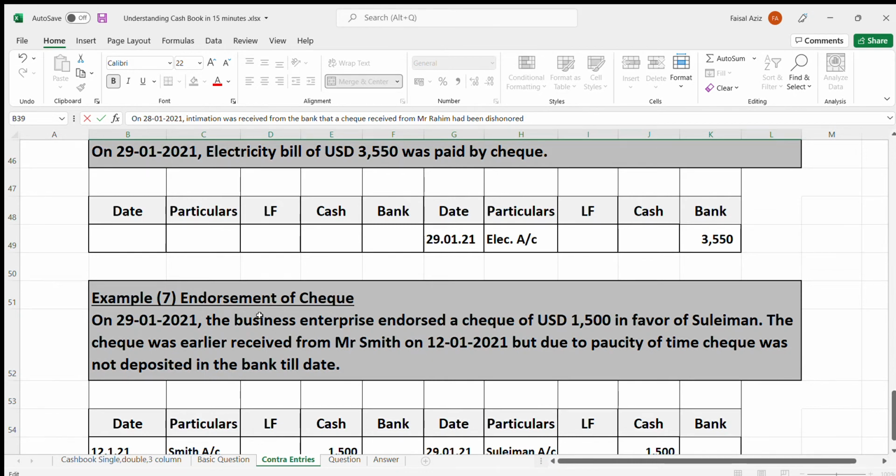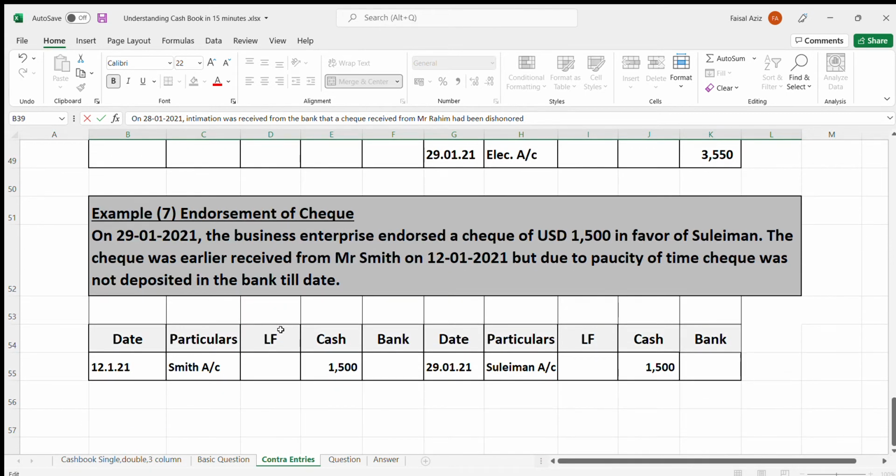The next example, endorsement of check. For example, if you receive an open check from someone, instead of encashing it yourself, you can put your signature and give this check to someone else. This process is called endorsement. You can see that on 29th of January 2021, the business enterprise endorsed a check of $1,500 in favor of Suleiman. The check was earlier received from Mr. Smith on 12th of January 2021, but due to paucity of time, the check was not deposited in the bank till date.